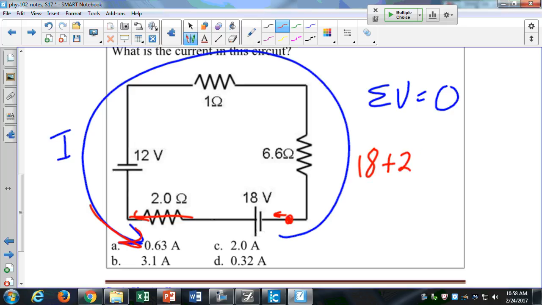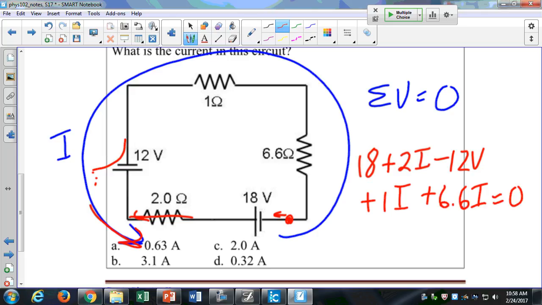2I, that's my resistance times my current. Here, my electrons actually lose energy, so I got minus 12 volts. And then I have plus 1I plus 6.6I. And that's all equal to 0. So I get 6, 2, 3, plus 9.6I equals to 0. And solving that for I get 0.63.